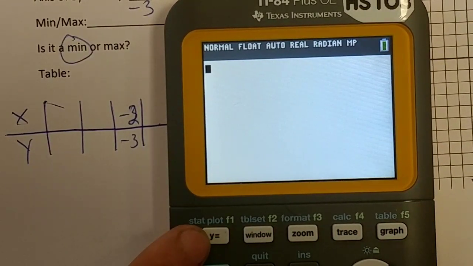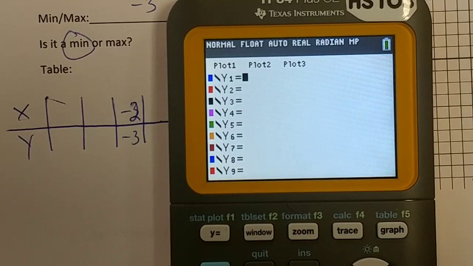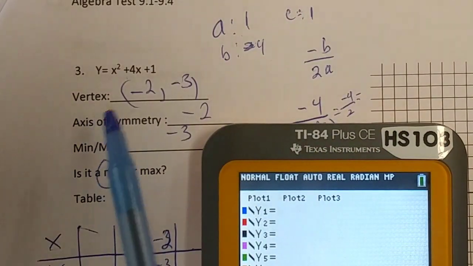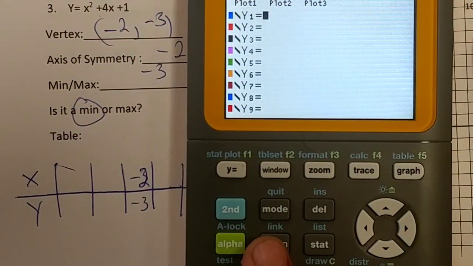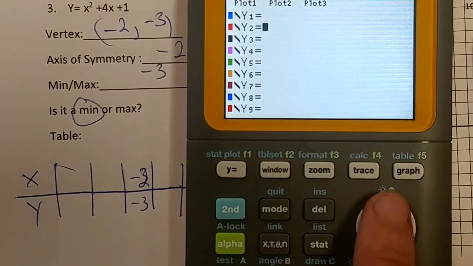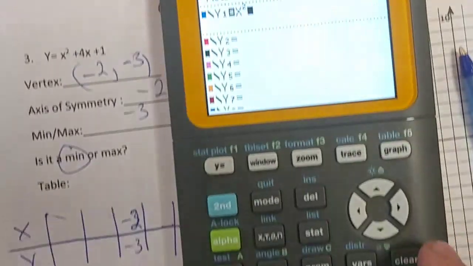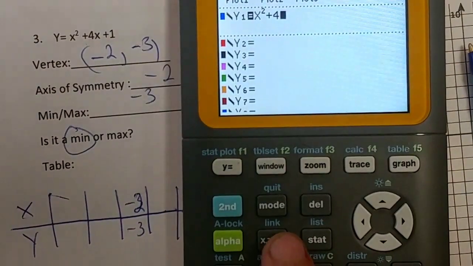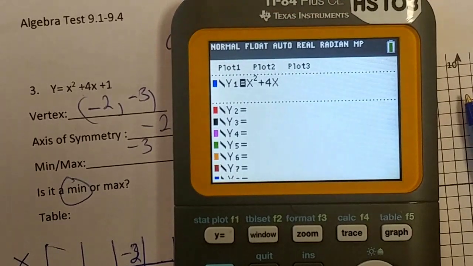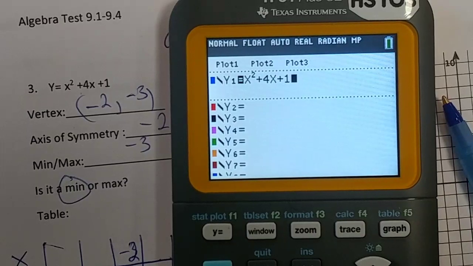So we're going to click Y equals, which is this button here. I'm going to clear that. If you had stuff, just click clear. Now I'm going to plug in the original equation from the question. X is this button right here, which is 1 right and 1 down from second. So X squared is over here. So X squared plus 4x plus 1. The only thing you should not know how to find is the x, which I just showed you.